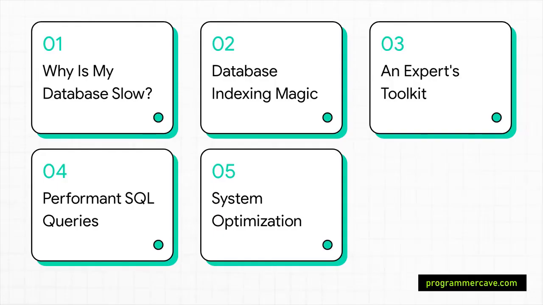Here's the plan. First up, we're going to diagnose the problem. Why do our databases even get slow in the first place? Then, we'll get into the secret sauce, indexing. After that, we'll open up an expert's toolkit to see all the different types. Then learn how to write smarter queries to actually use them. And finally, we'll zoom out and see how this all fits into optimizing the entire system.